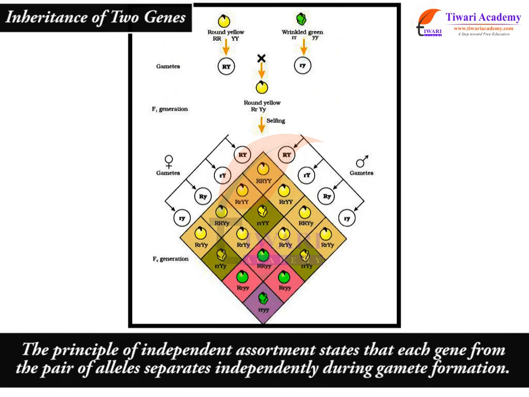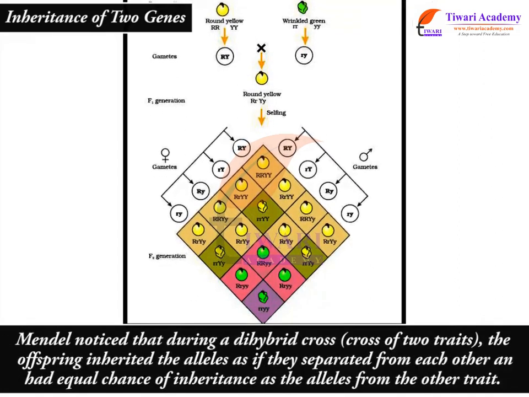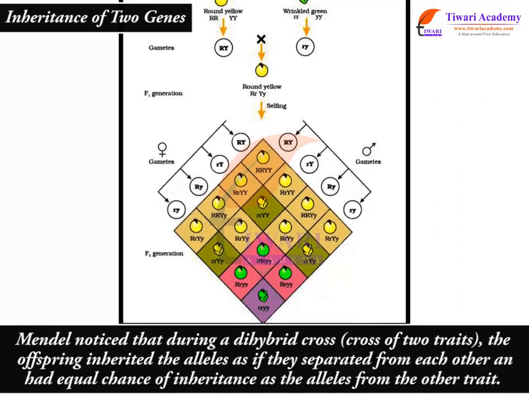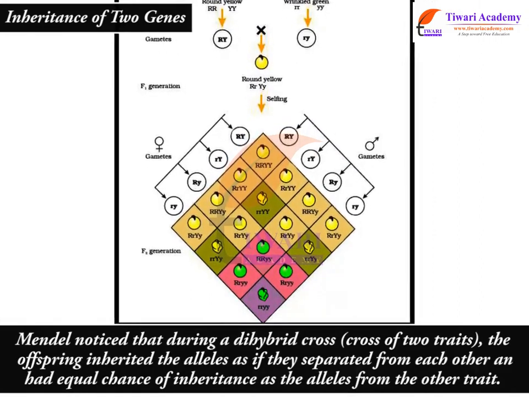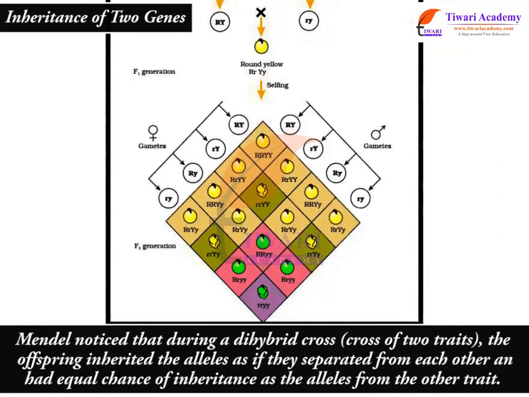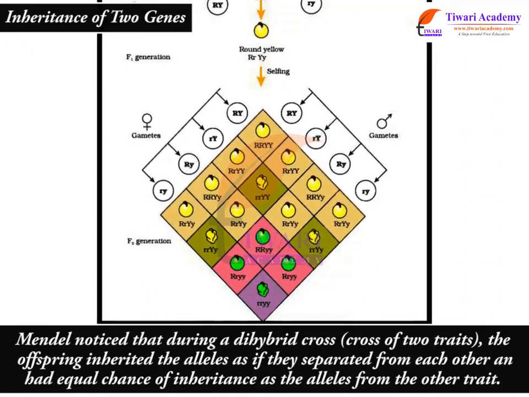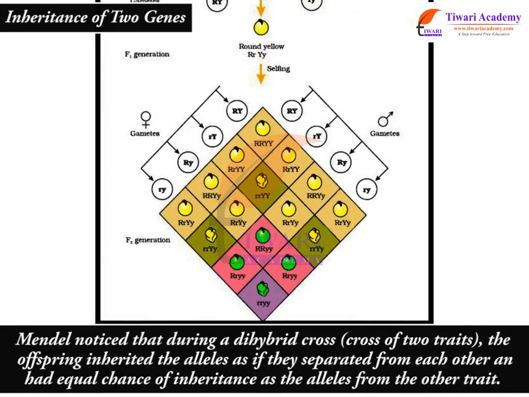The principle of independent assortment states that each gene from the pair of alleles separates independently during gamete formation. Mendel noticed that during a dihybrid cross of two traits, the offspring inherited the alleles as if they separated from each other and had equal chance of inheritance as the alleles from the other trait.